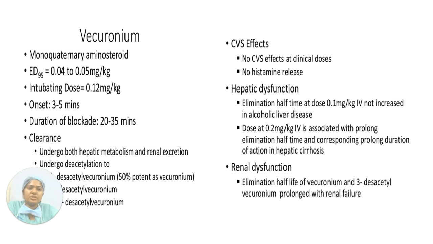Elimination half time at a dose of 0.1 milligram per kg is not increased in alcoholic liver disease. A dose of 0.2 milligram per kg IV is associated with a prolonged elimination half time and correspondingly prolonged duration of action in hepatic cirrhosis. Renal dysfunction: elimination half-life of vecuronium and 3-desacetyl vecuronium is prolonged with renal failure.